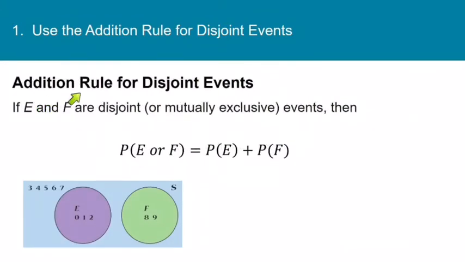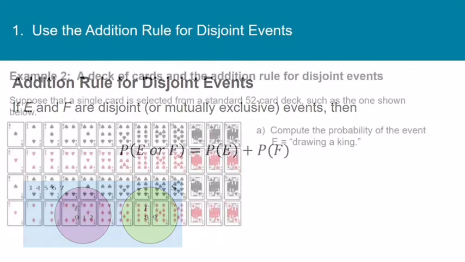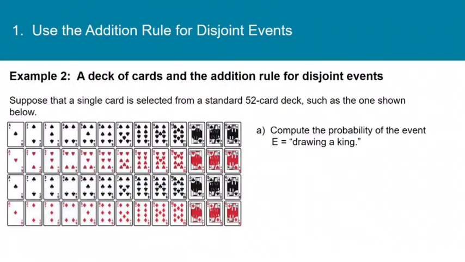So here is the addition rule for disjoint events. If E and F are disjoint, in other words, mutually exclusive events, then the probability of E or F is equal to the probability of E plus the probability of F. And notice that we are finding the probability of E or F. And also notice that E and F have to be disjoint for this to work. They have to be mutually exclusive. So here is an example for us.